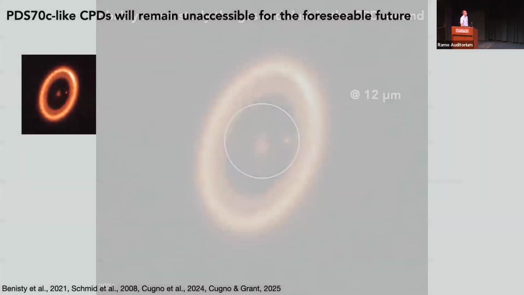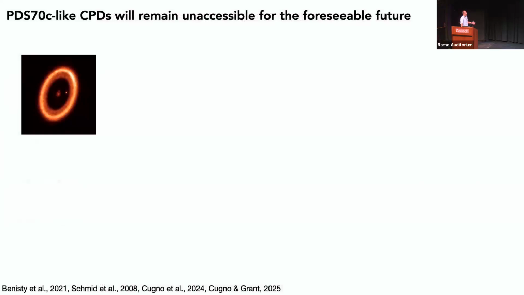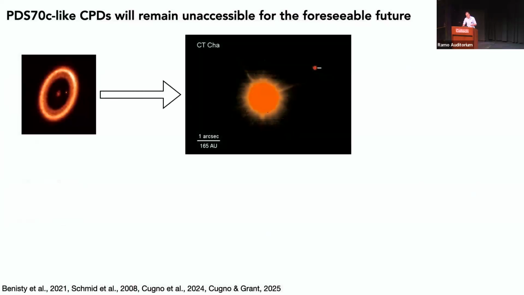So what we do, we turn to what we call analogs, or planetary mass companions that have a CPD. These objects are usually farther or more distant from the star, so they are a bit easier to detect. Easier doesn't mean easy, but it's easier. And additionally, they are usually a bit more massive. And again, this makes them brighter and easier to detect.